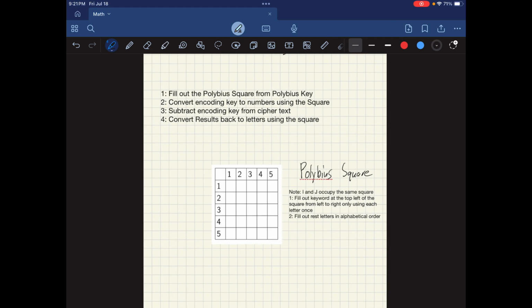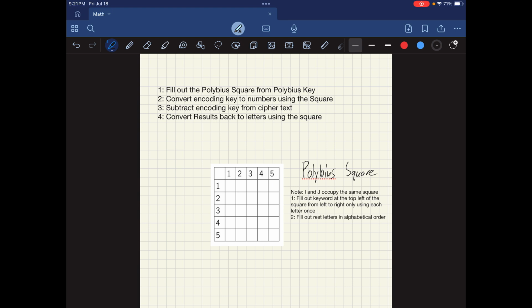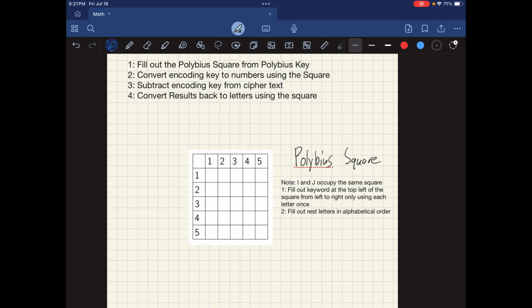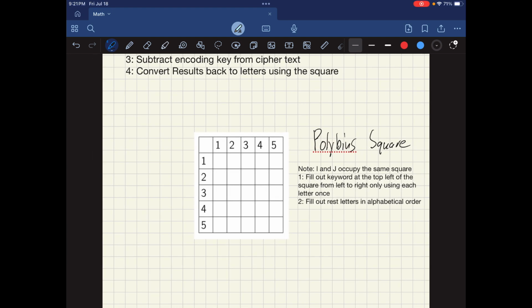But first things first, you might be asking, what the heck is a Polybius square? So right here, what I have below is what a Polybius square is. It's basically a 5 by 5 square. We only care about this 5 by 5 area, right? And what we're going to do is they give us something called a Polybius keyword. For example, let's make our Polybius keyword science.